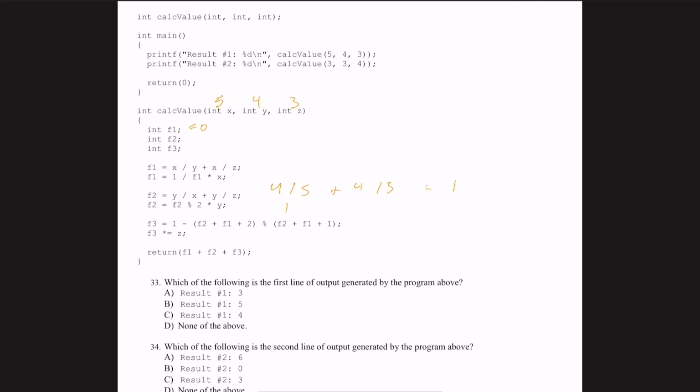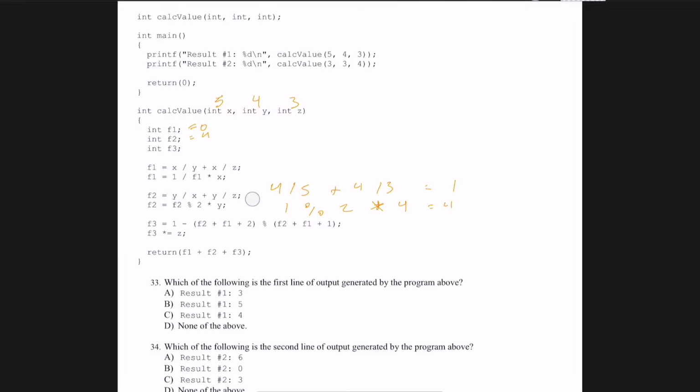f2 equals f2, or 1, mod 2 times y, which is 4. 1 mod 2 is 1. Any smaller number mod a larger number will always be the first number. 1 times 4 is 4. So f2 is equal to 4.